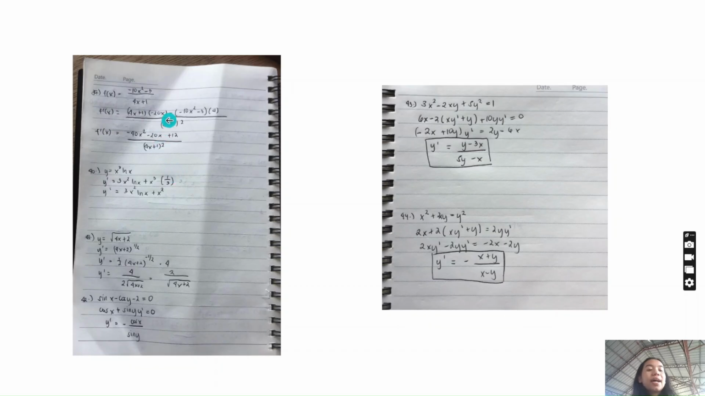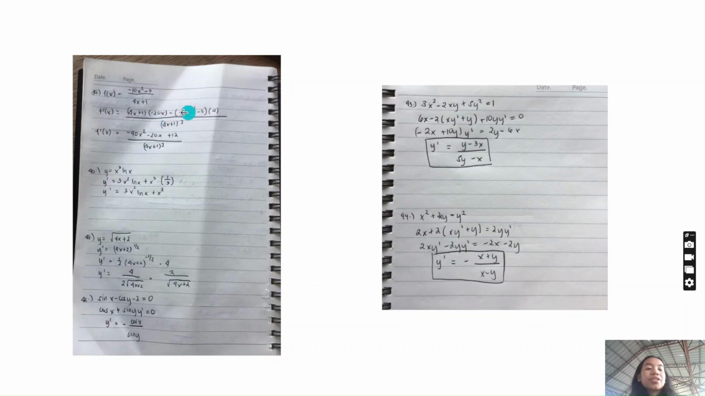all over 4x plus 1. And this is simply applying the quotient rule. And by applying the quotient rule, we obtain (4x plus 1) times negative 20x as the derivative of our numerator, and then minus (negative 10x squared minus 3). I just copied the numerator since that's the u, and then times 4, which is the derivative of 4x plus 1, all over (4x plus 1) squared.